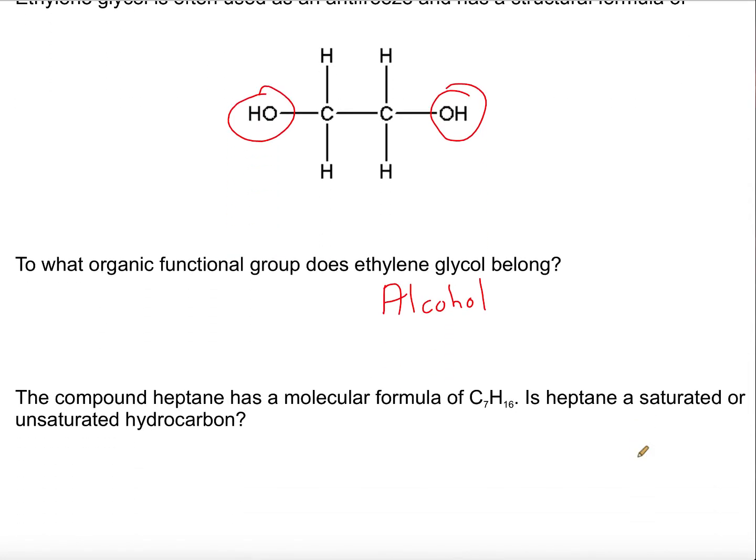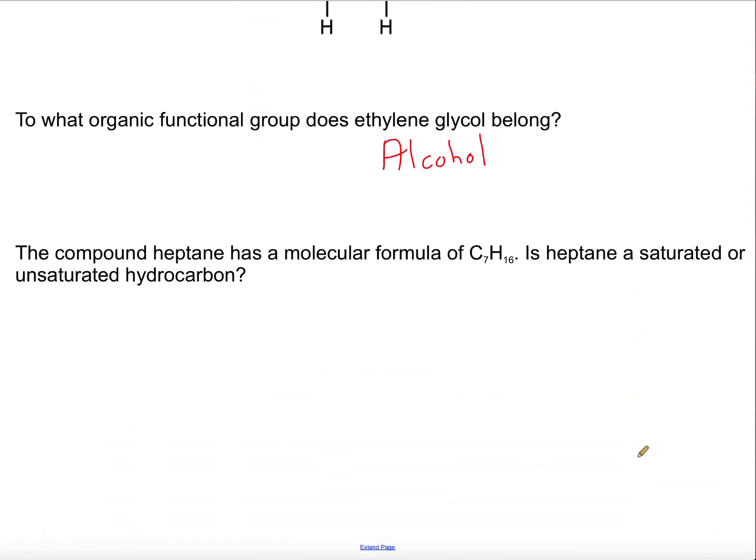Now our final problem, let's take a look at this, asks: the compound heptane is C7H16. And we now want to know if that is saturated or unsaturated. And if you recall, saturated means that it is all single carbon-carbon bonds. There are no double or triple bonds involved here.